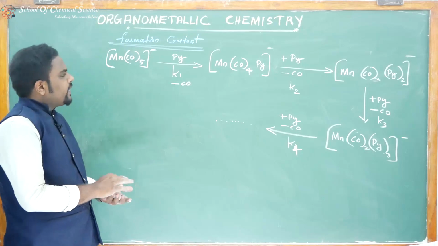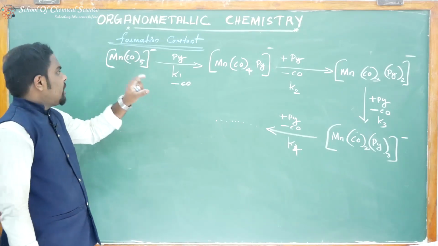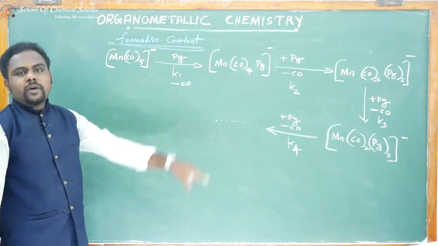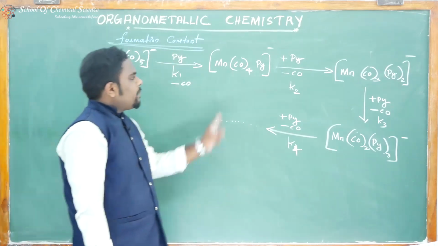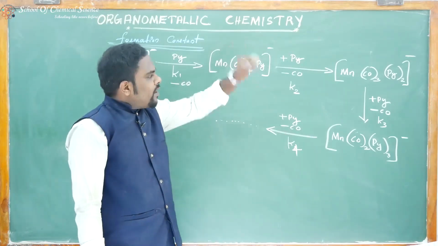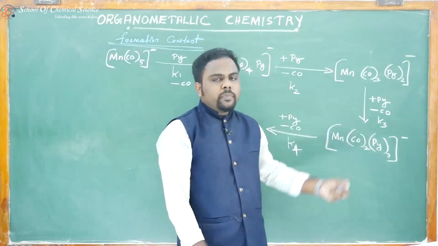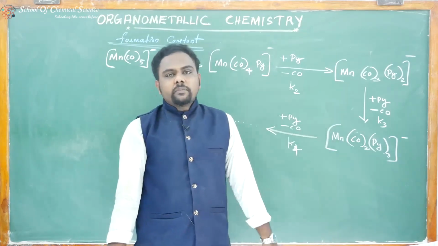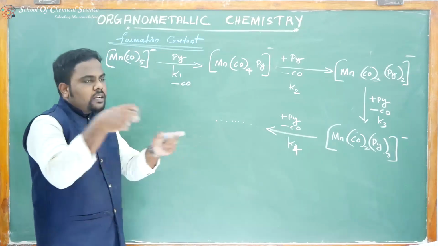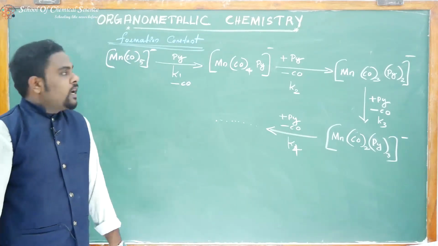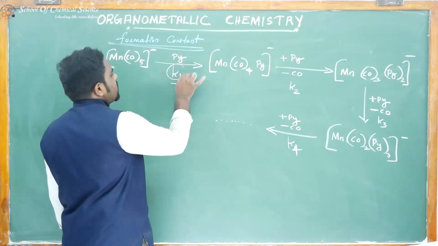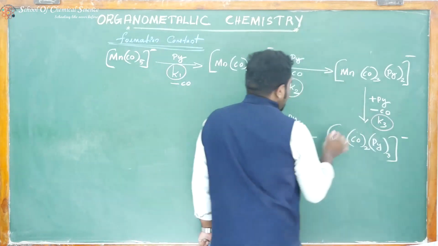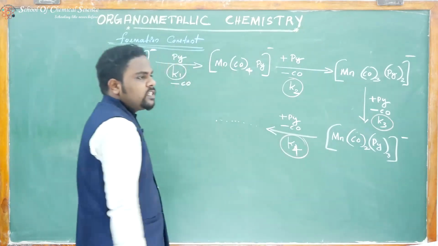So what is happening in every step? A previous question of the TIFR exam. MnCO5 minus: in the first step one carbon monoxide is replaced by pyridine, giving MnCO4Py. In the next step again one carbon monoxide is replaced by the next pyridine. In the next step again one carbon monoxide is replaced by another pyridine. So in every step one carbon monoxide is removed. My question: whether the formation constants K1, K2, K3, K4, etc., which one will be higher?